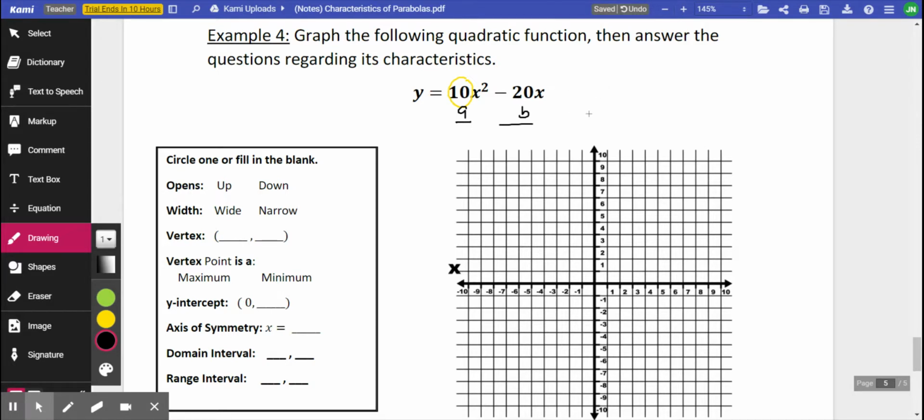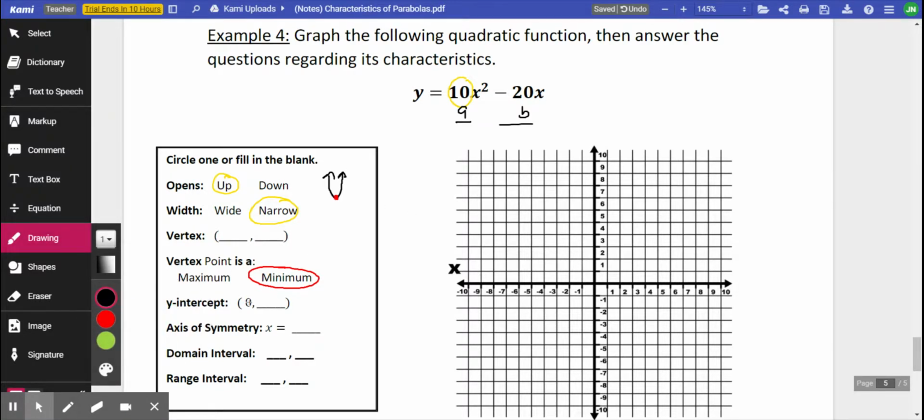So we don't really need it for anything in this case. The a is 10, which means the parabola goes up. 10 is way bigger than 1, which means the parabola is going to be very skinny, very narrow. And that means that as the parabola is going up, the vertex is going to be the point at the very bottom, which means the vertex is going to be a minimum point. So I could already circle this as going to be a minimum point. Now we just have to find the vertex, the y-intercept, and all that stuff.